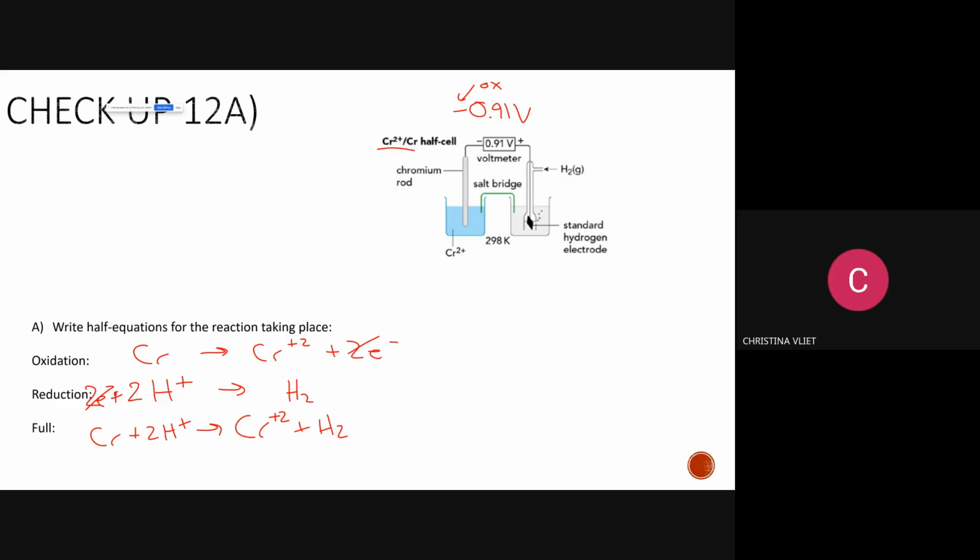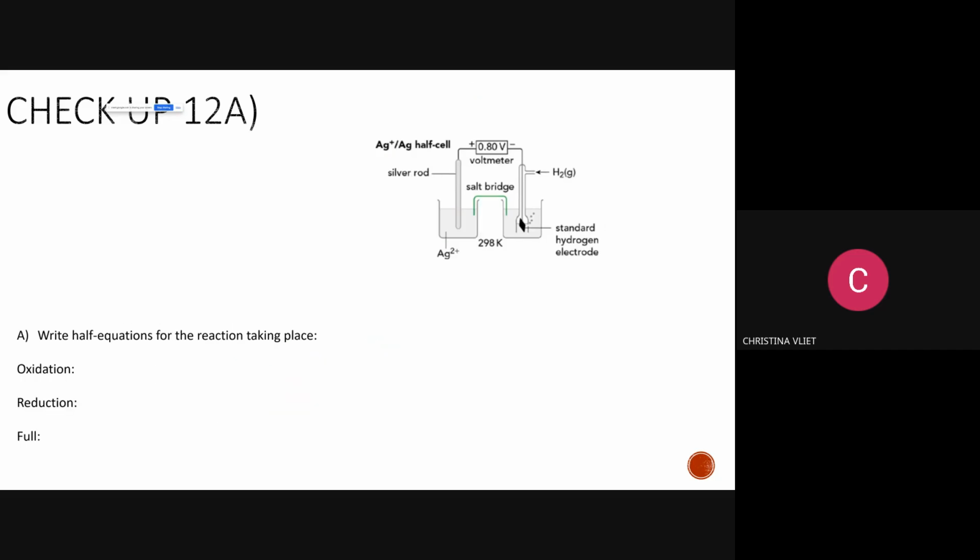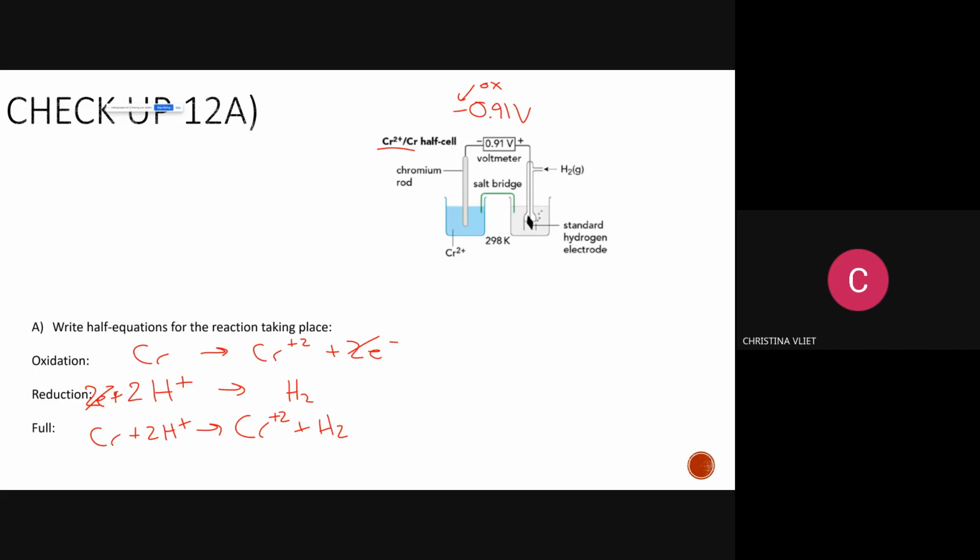They could give the charge, or more often, they ask you to draw the direction of electron flow. It always goes from the anode to the cathode, from what's being oxidized to what's being reduced, because electrons go to reduce whatever is going to be reduced.